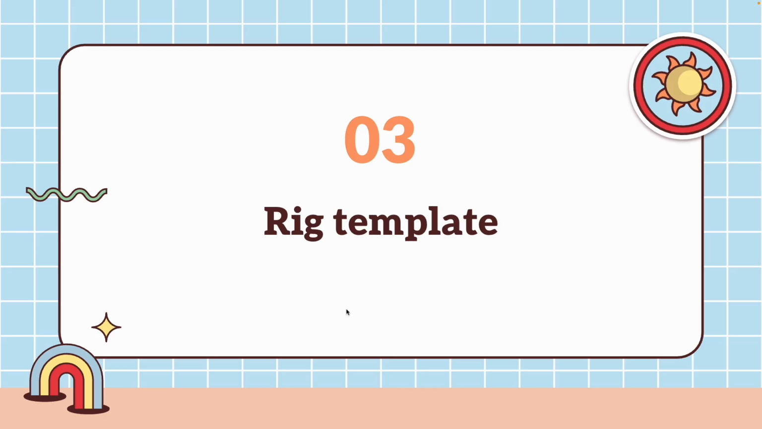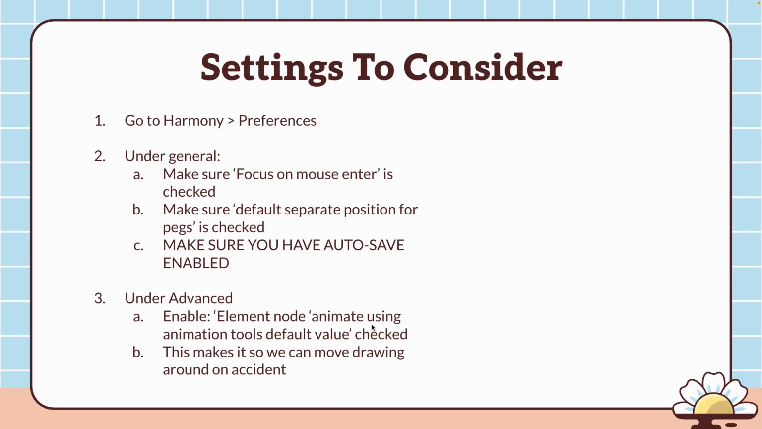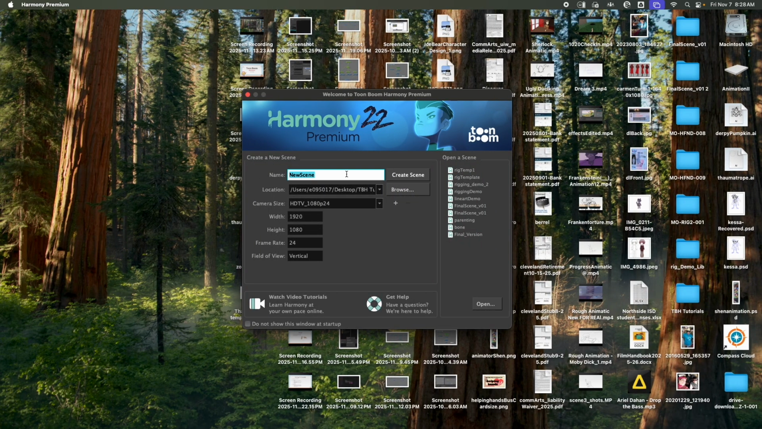So we're going to basically plot out how many pieces we're going to have and how all of these things are hooked up together. First thing we want to do is check our preferences. So let me go into Harmony, get that started, and start a new file. So I'm going to call it rig template TMP demo. Okay, that's for our purposes. Create the scene.